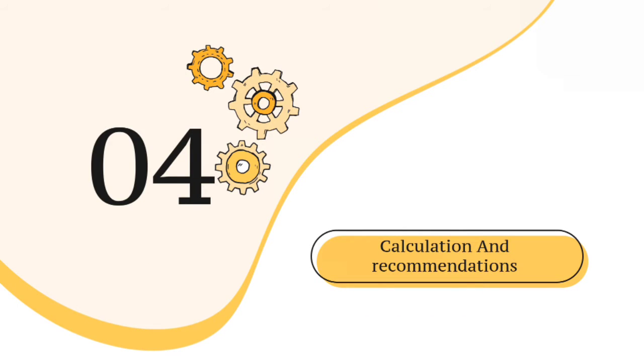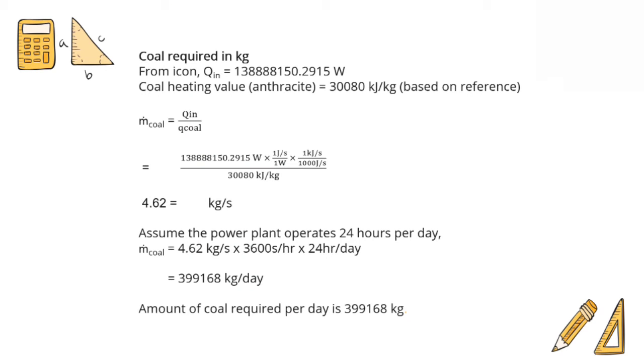Next, I'll be showing our calculations and also recommendations. First off, we need to calculate the amount of coal required. In order for us to do so, we will need the amount of Q in and also the coal heating value. From our ICON simulation, we can get the amount of our Q in as stated in the presentation, while the coal heating value, which we get from a reference, is equal to 30,080 kJ per kilogram. After calculating, we get that the amount of coal required is 4.62 kg per second.